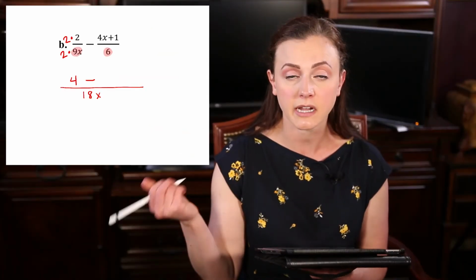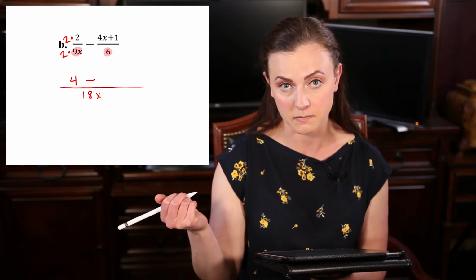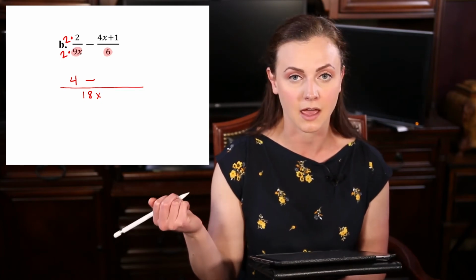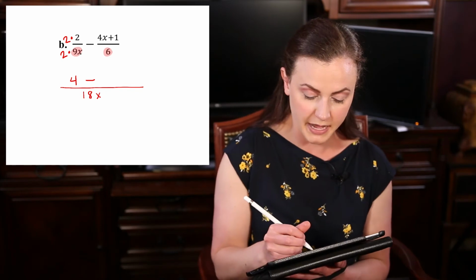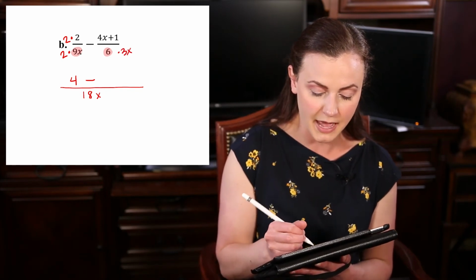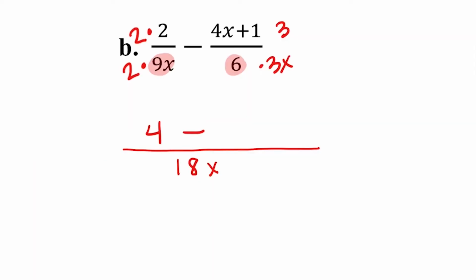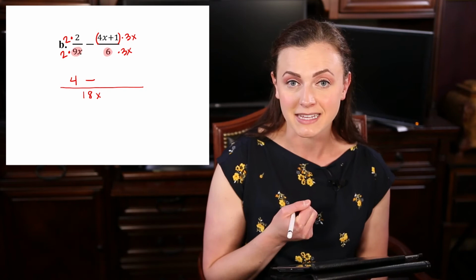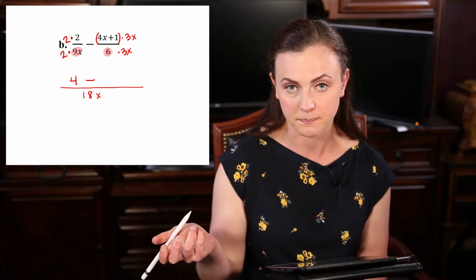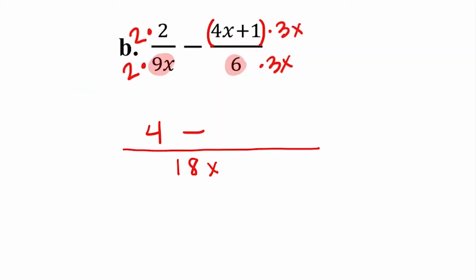If we move on to the second fraction, we have 6 on the bottom, and I want 6 to become 18x. So we would need to multiply by 3 and an x. And we also have to multiply by 3x on the top. And this is where you need to be really careful, because 3x needs to be multiplied to 4x plus 1. In addition to that, this is subtraction. So I'm going to write this as minus 3x times 4x plus 1.